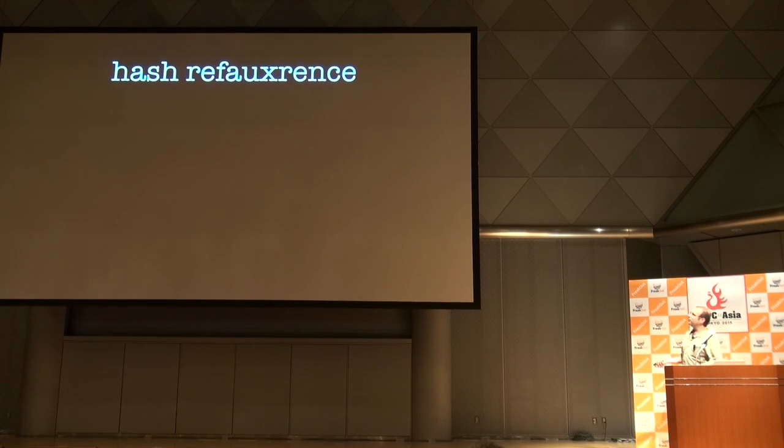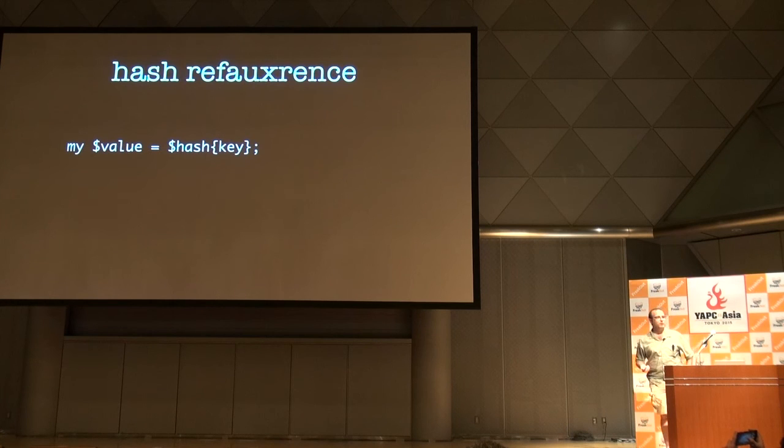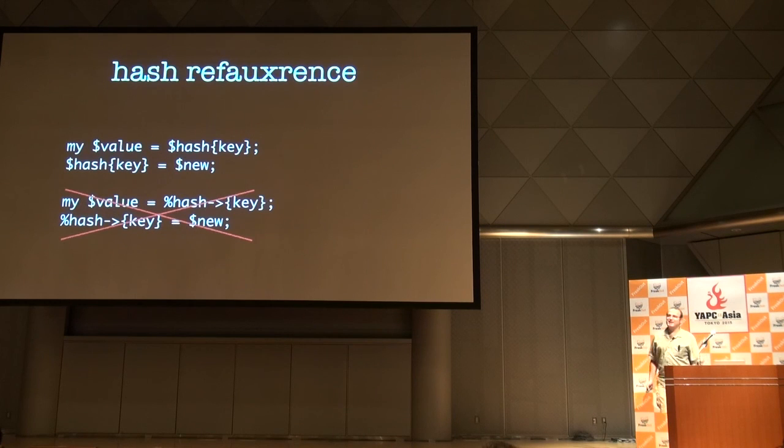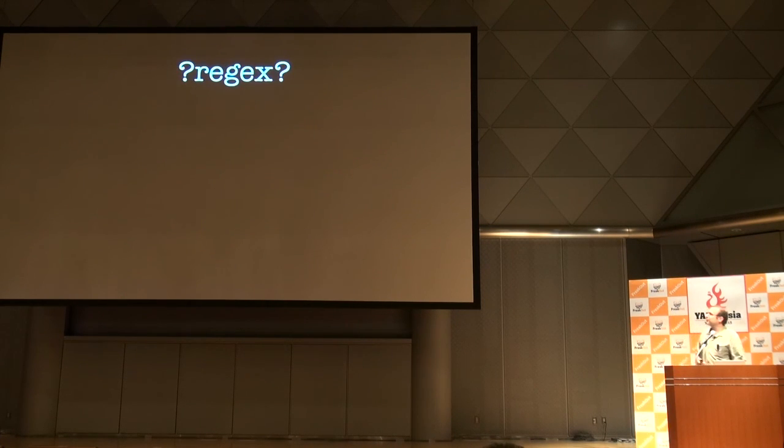Hash references. Everyone who writes Perl knows hashes. At one point, they were what made Perl so amazing. And the hash works like this. You have a hash, and you pull a key out of it with a subscript. Or you put a value into it with a subscript. But did you know you could also write this? You can pretend that your hash is a hash reference, but instead of a dollar sign sigil, you stick to your percent sigil. Why can you do that? I don't know. I think it comes from when they introduced references and they just thought they wanted to put arrows everywhere. Well, we fixed that too. It's gone.